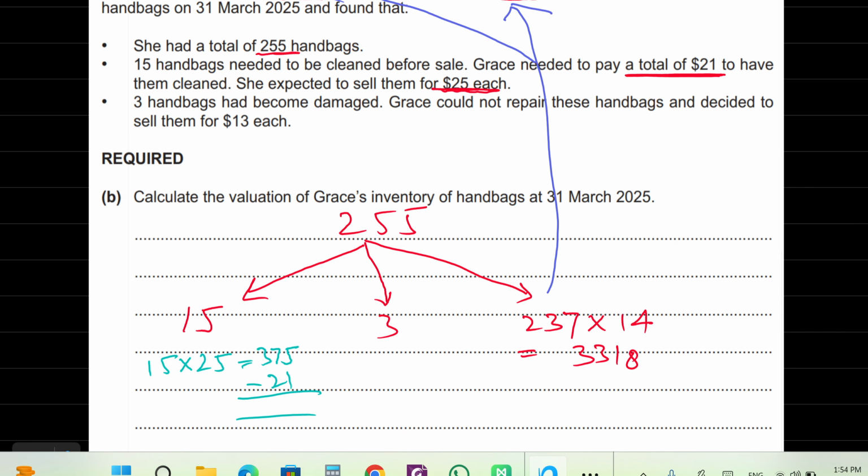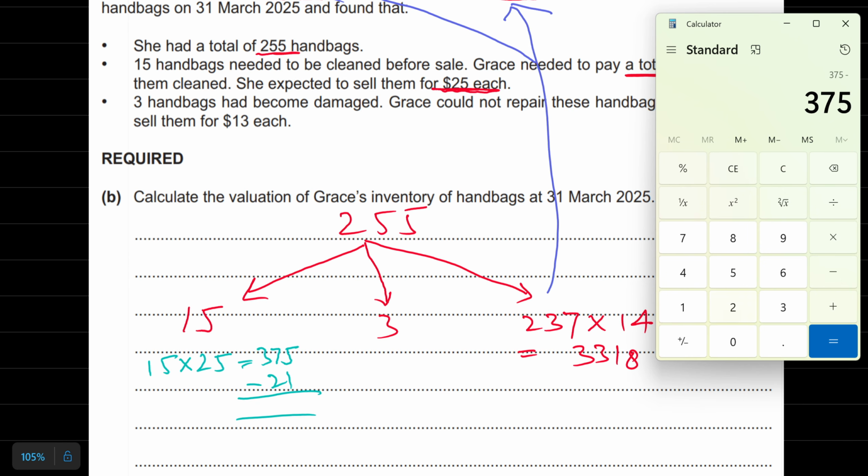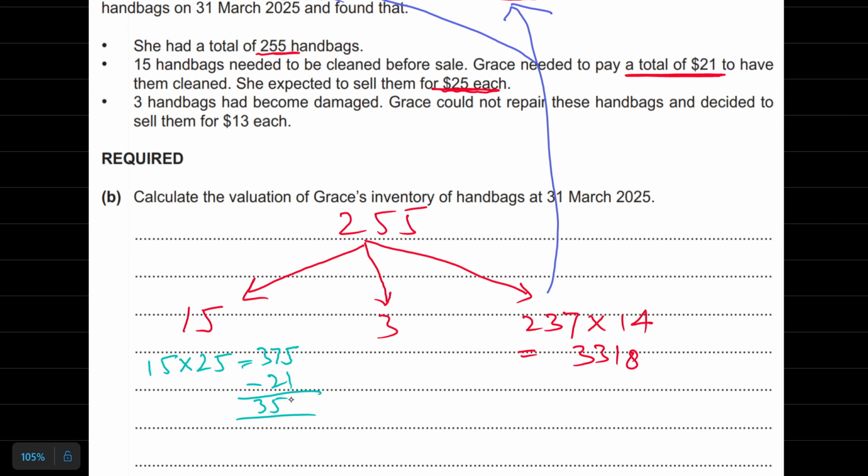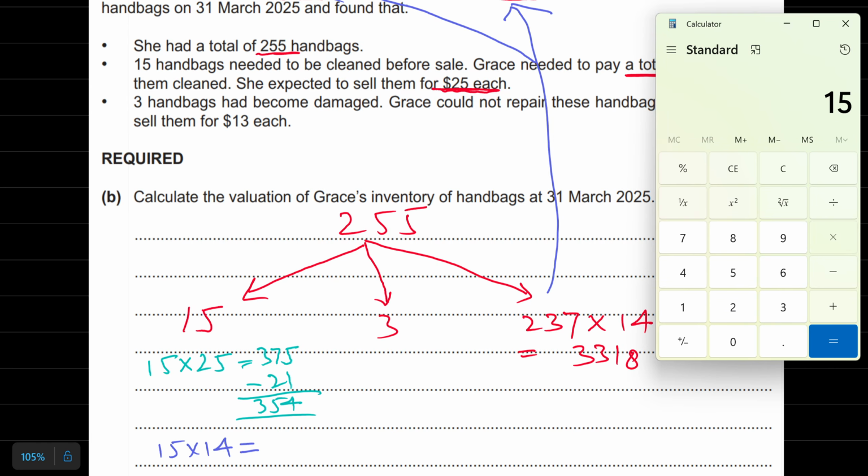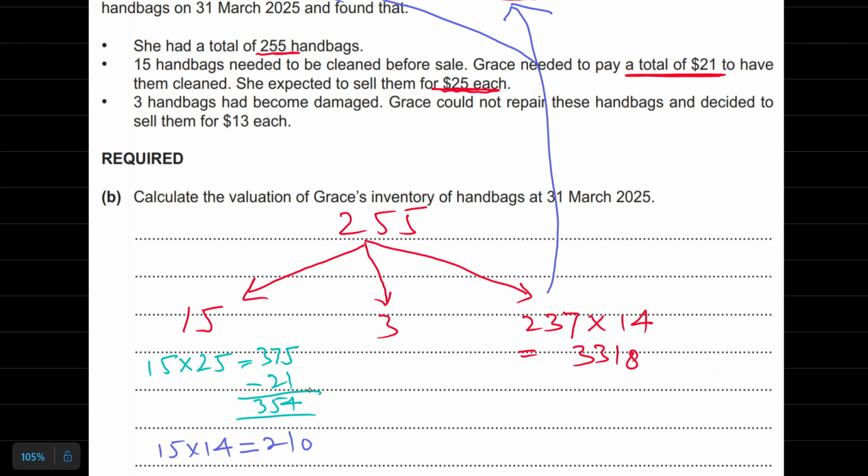and the value will be 354, while the cost of these bags is 15 multiplied by 14, and 15 multiplied by 14 is 210. So the rule is lower of cost and net realizable value. So students, lower is 210, so we will record it at 210.